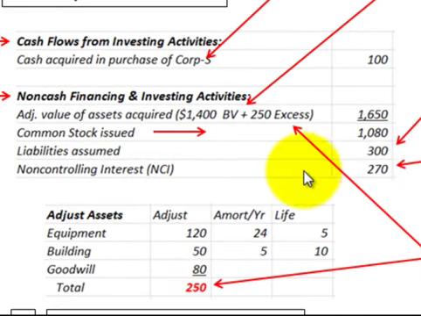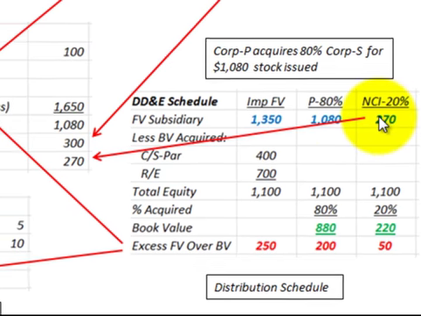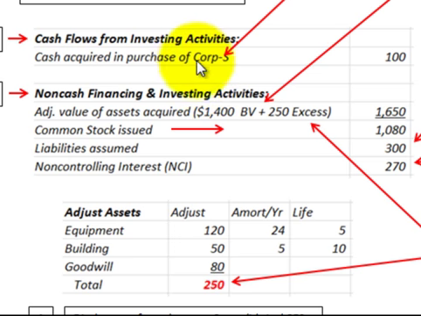And then the next thing that we have to include would be the non-controlling interest, and we determined that to be $270,000, and that comes off our distribution schedule, where the fair value of the subsidiary was $1,350,000, and then it was proportioned out here. The parent got 80% of that, and then the non-controlling interest would get 20%, or $270,000. So this is what would have to be disclosed here in our consolidated cash flow statement for this non-cash purchase of the subsidiary.